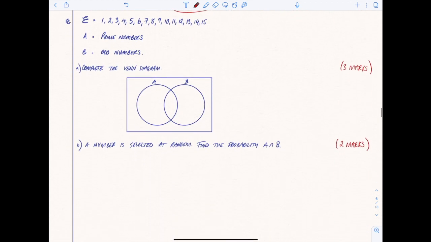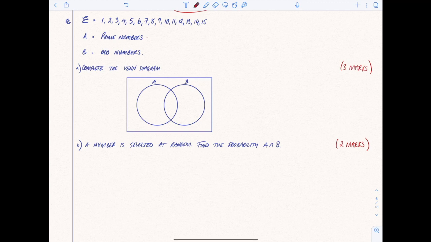Question 18, Venn diagram question. Okay, so a couple of things we need to be aware of. We need to know what this means. So this is basically telling me all these numbers need to go in this Venn diagram somewhere. It tells me that A are prime numbers. So anything in here is a prime number, and B, anything in here is an odd number. So I'm only going up to 15. It doesn't include 0 because you can see that there's no 0.